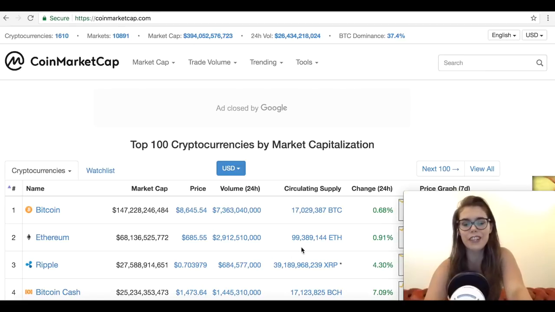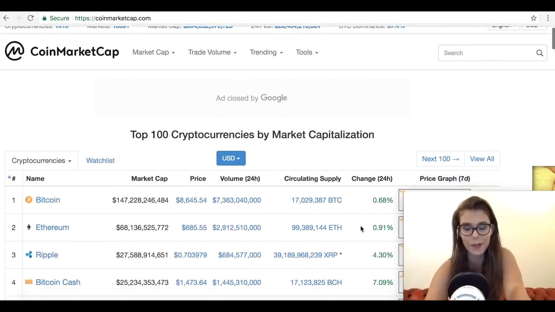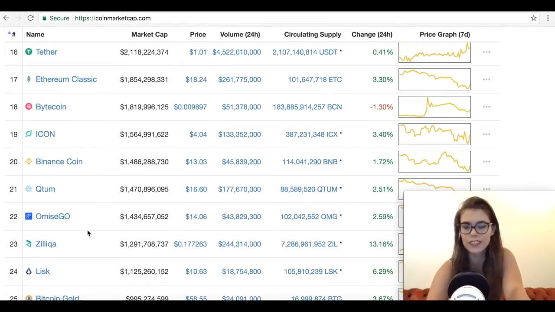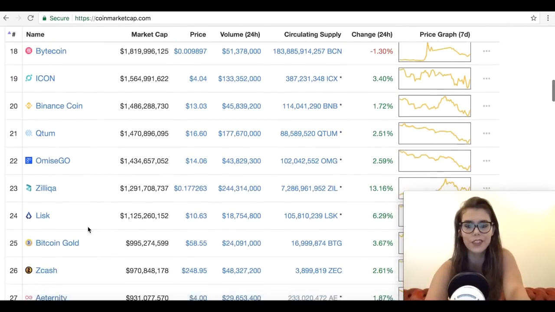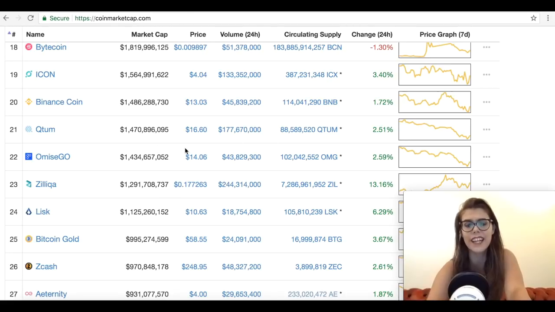So market cap's currently at $394 billion, and today we're going to talk about OmiseGo, which is number 22, and I know loads of you guys like it a lot. It's currently trading at $14. The reason why we're going to talk about it is because of their roadmap update. It's always good to see what they've got planned ahead and what they have actually achieved from the plans they had.